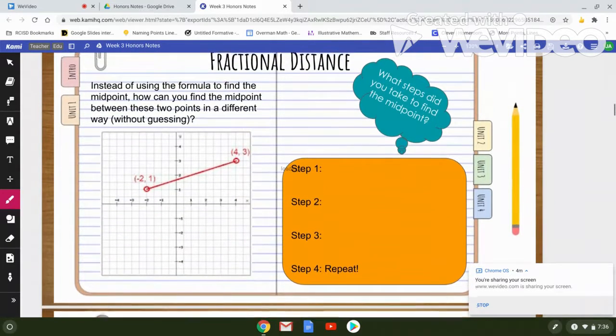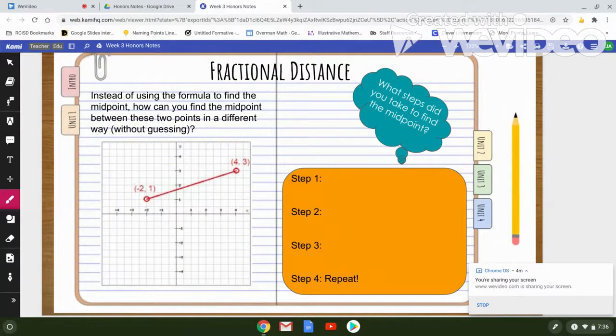So let's talk about fractional distance. There is a midpoint formula, but we talked about there's a different way to find the midpoint. So first thing I can do is just guess. I think the midpoint's going to be right here at 1, negative 2. Okay? So the reason why I know that's my guess, right?